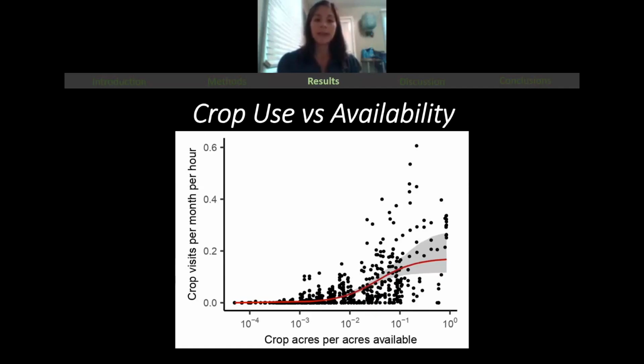For the 168 pigs that used crops, we looked at crop use versus availability. So the black dots represent the crop visit per month in a given year. And then the red line is crop use. So in this graph, we can see that as crops became more available, wild pigs used crops exponentially more. So their use exponentially increased as crop availability increased.